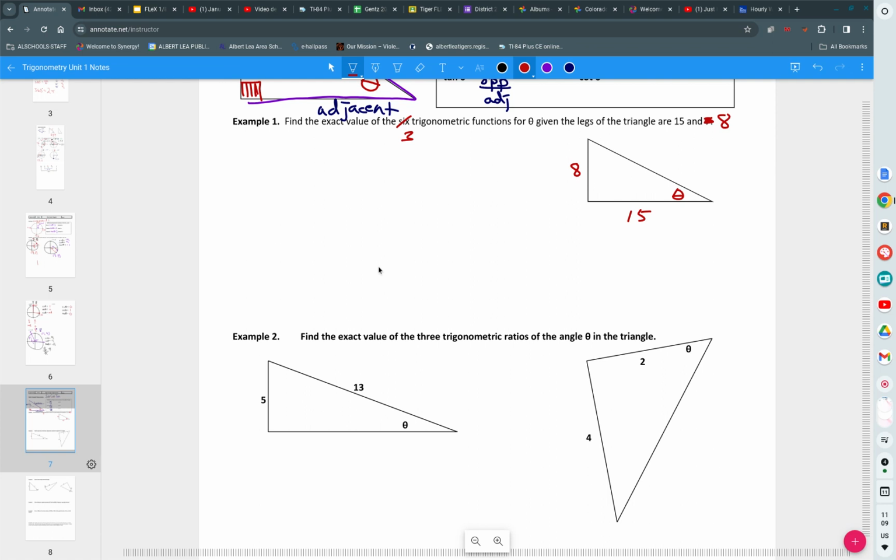Wait, is it 3 or 15? So find the exact values. 6 trigonometric functions. We're just going to do 3. We're going to do sine of theta. We're going to do cosine of theta. And we're going to do tangent of theta. We're not going to do cosecant and cotangent and secant. Okay.